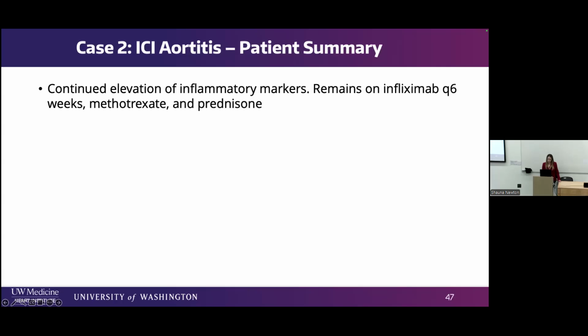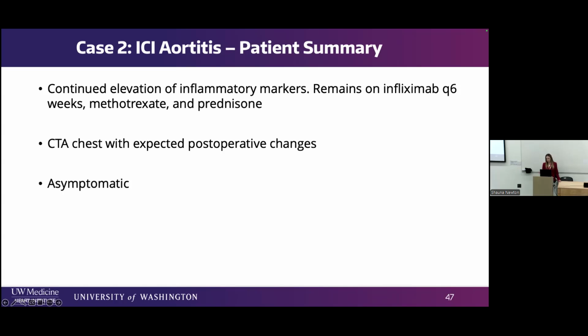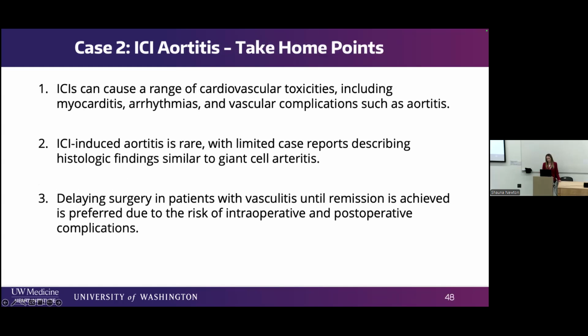So in summary, this patient had continued elevation of inflammatory markers even after she underwent surgery. She's still on infliximab every 6 weeks, methotrexate, and prednisone. She's been on immunosuppression for almost 4 years now. She had a CTA chest done postoperatively with just expected postoperative changes, and she's actually asymptomatic.